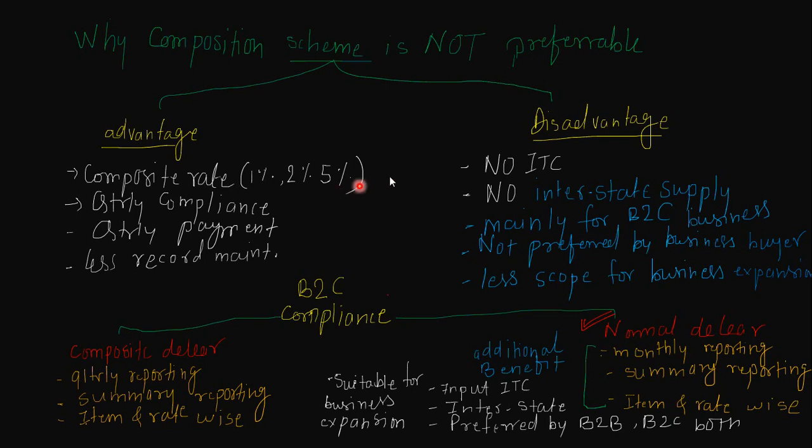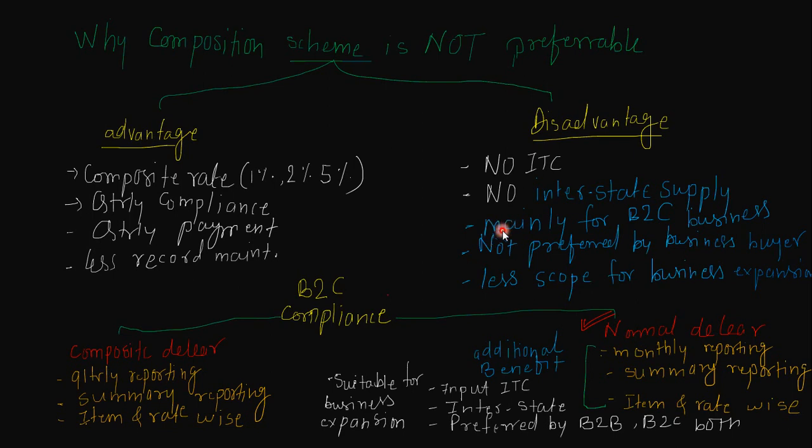But having looked at the advantages, we look at the disadvantages, considering the financial as well as the business aspect, and then we decide whether it is good or not. The first disadvantage is that whatever goods or services you procure for making this supply, you will not get any ITC on them. Then there is no interstate supply. If you would like to make an interstate supply from one place to another, you cannot do this under the composition scheme, because it does not allow it.